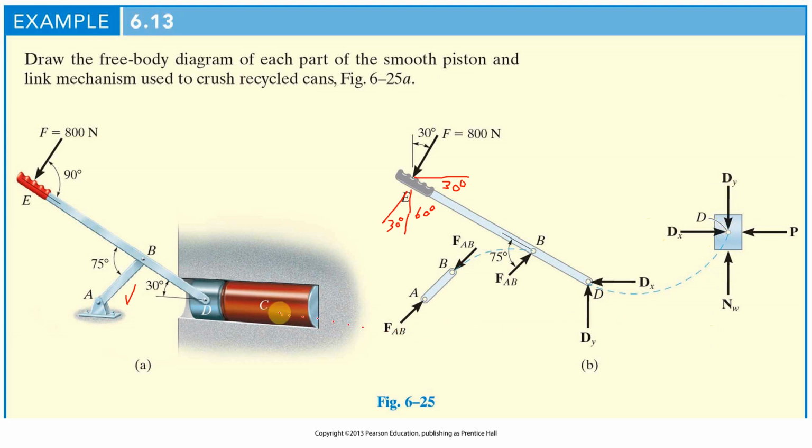So it's a machine that's designed to crush cans. And this is the configuration of it. This is a cutaway view, by the way, which means there's probably a slot here to allow free movement of this pin in this direction. Let's see, what else? Oh yeah, FAB, we got to be careful about that. So we're getting all the angles of the forces compared to this EBD beam.